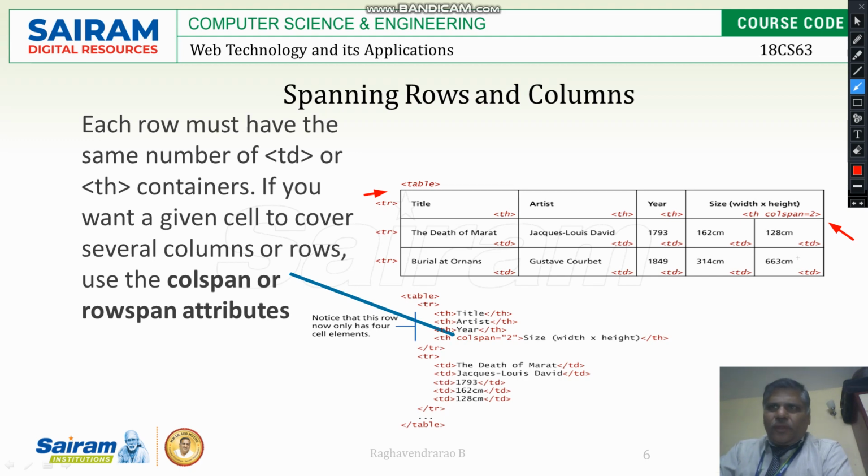For that you should write like this: th colspan 2. Then after th closes here, tr means the first row closes, then the second row starts here. In the second row, how many columns will be there? 1 2 3 4 5. In the top it is only 4, but in the bottom, for the second row, it is 5. So you have to write 5 data, then close it.